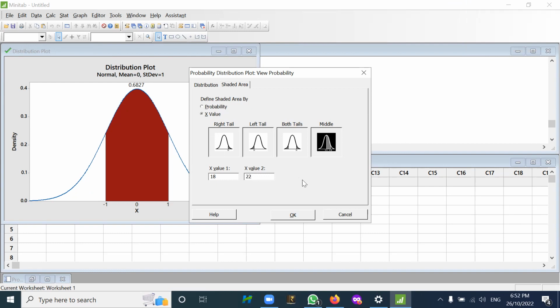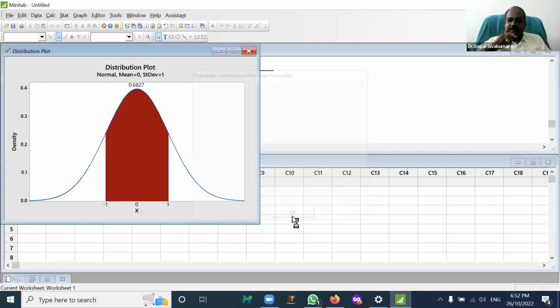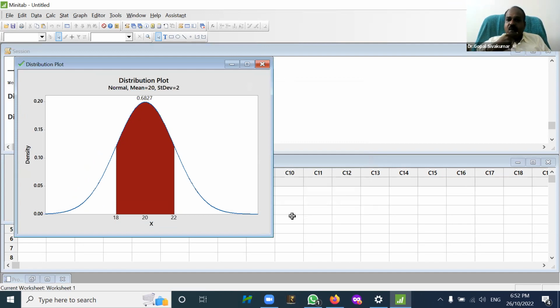Okay. Now what you are trying to understand is what percentage of the time your process is getting completed between 18 minutes and 22 minutes. This is what we are trying to find out, right? Now you click OK. What are you getting? 68.27% of your work gets completed between 18 minutes and 22 minutes. Do you understand what the normal distribution is telling you?